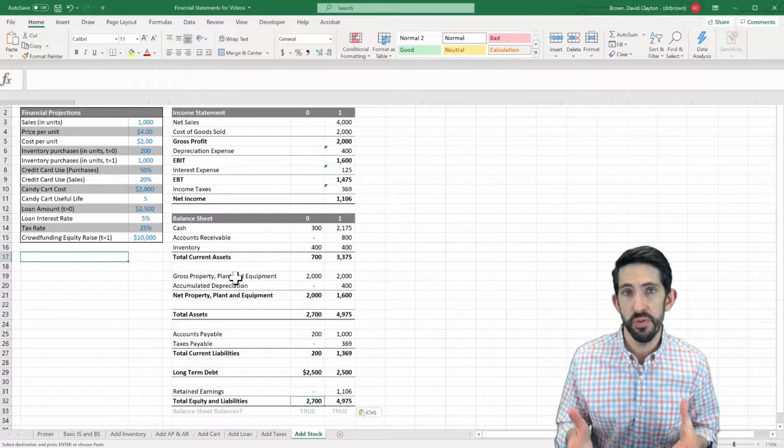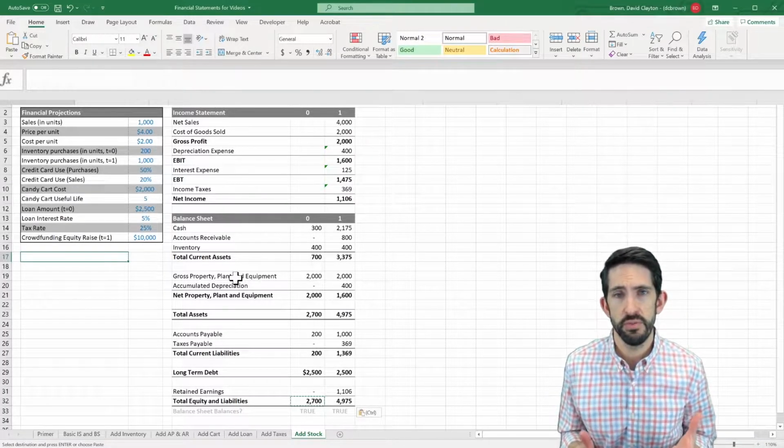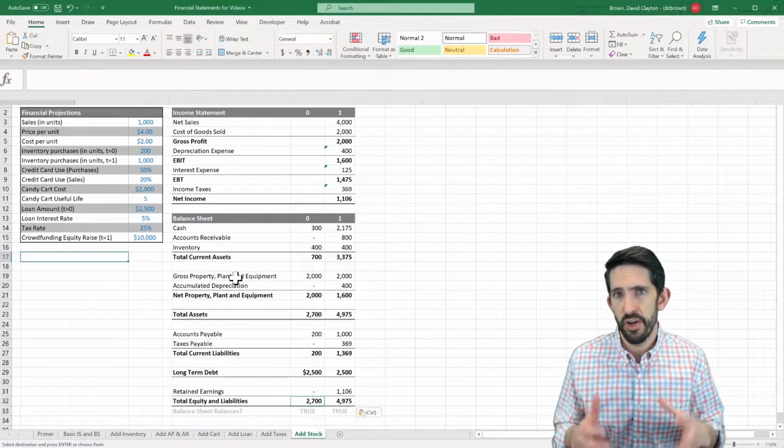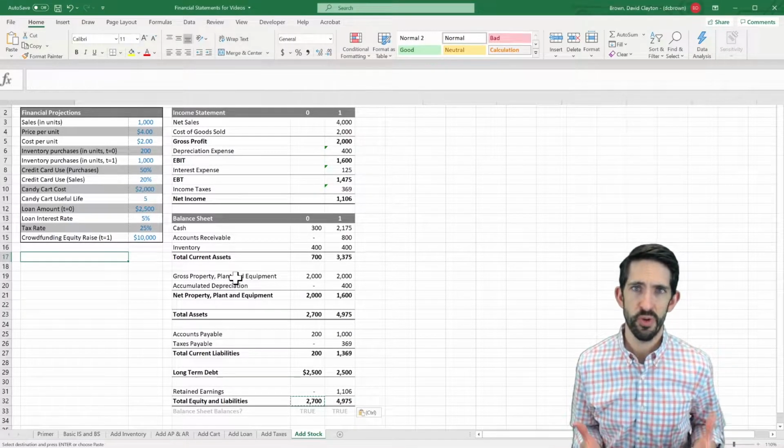We also added a loan. That way we could finance the purchase of that cart. We've accounted for our taxes. And our business is going really well. Things are going to go well over the course of the year.